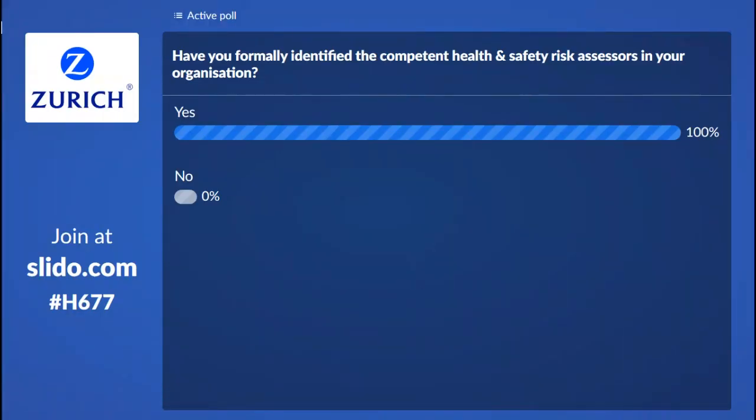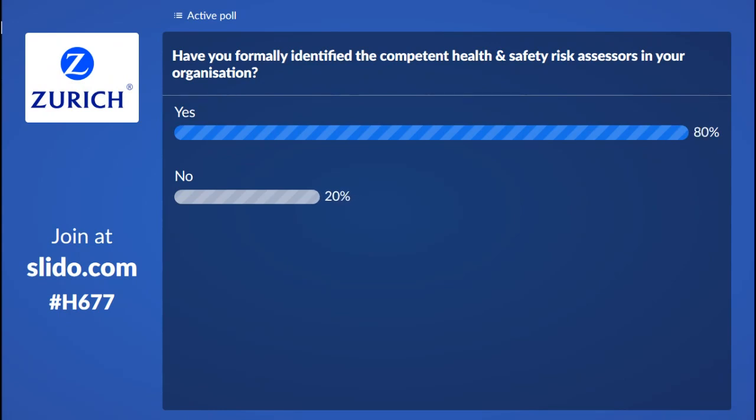That's very, very reassuring. We have 100% response in terms of identifying your competent health and safety risk assessors in your organisation. Oh, we're changing. We've now gone down to 67% in terms of yes, we have formally identified risk assessors. We're changing. Don't go too soon is the lesson. Thank you for voting. I think we'll close the vote now.